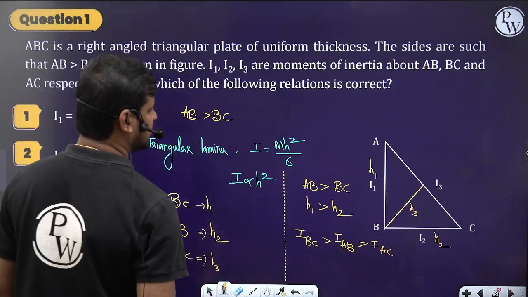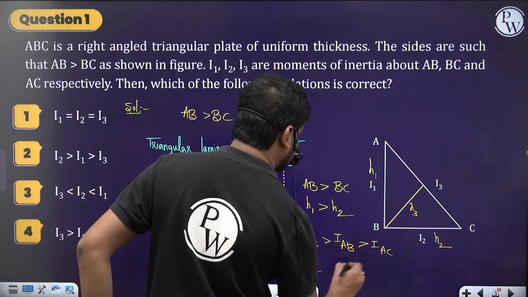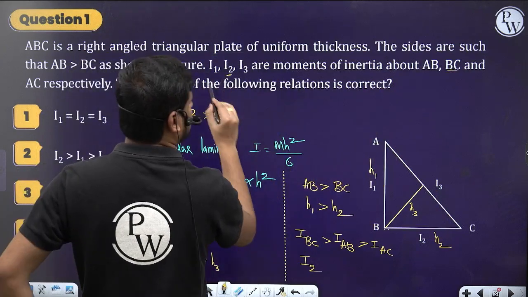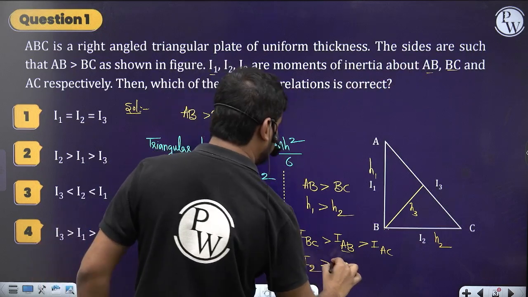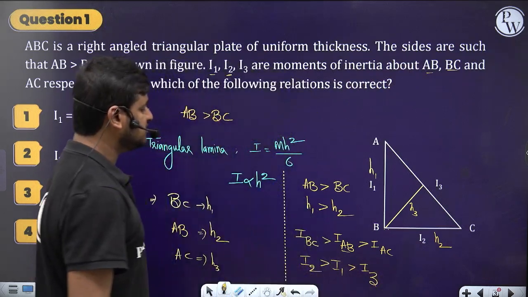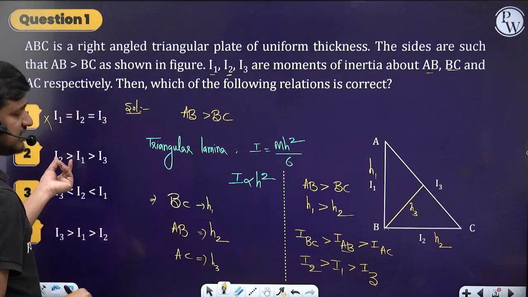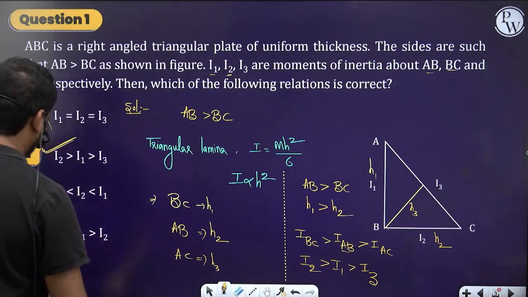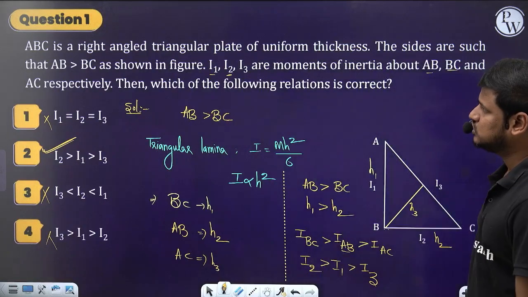So this is the correct option. Moment of inertia about BC is I2 as per the given question, and moment of inertia about AB is I1. So I2 is greater than I1, which is greater than I3. You should search for this option: I2 greater than I1 greater than I3. So the second option is correct, the third no, the fourth no. Clear guys? Understood the concept? Chalo, let's move further.